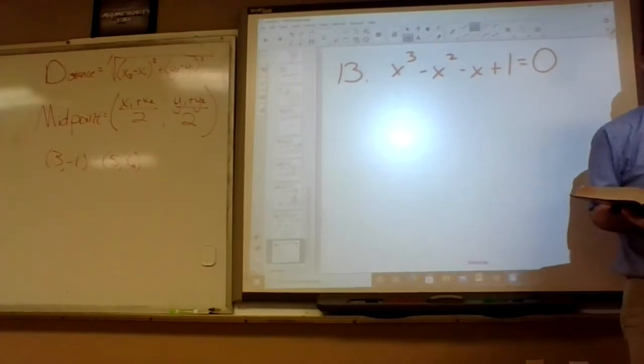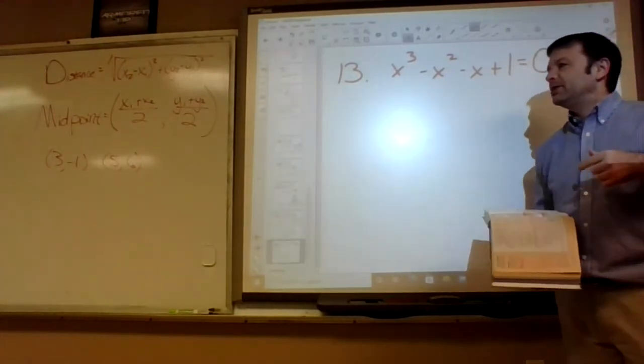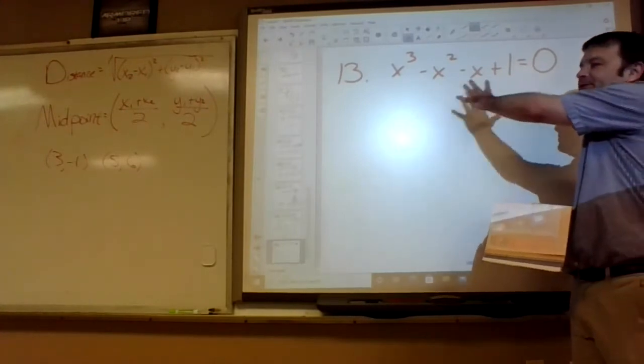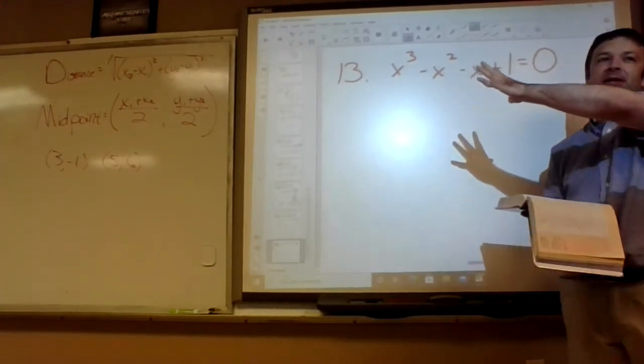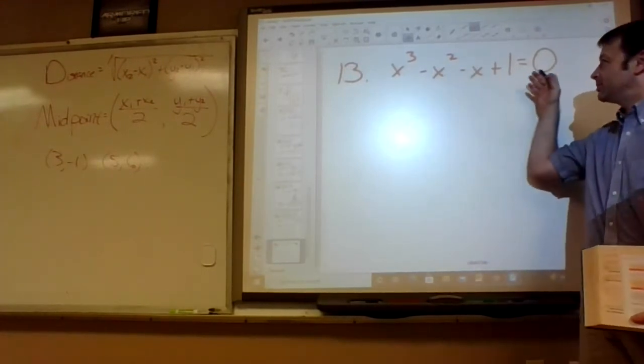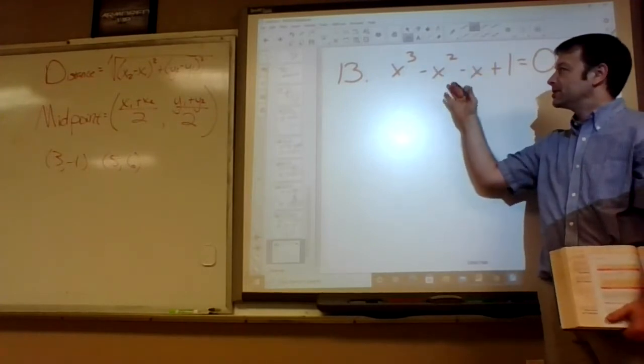Do you guys remember what rational means? A number that can be written as a fraction. So a root is an answer for x, basically. It's the same thing as saying what's the zero of the function, what makes the function equal 0. It's just the solution for this equation, basically.